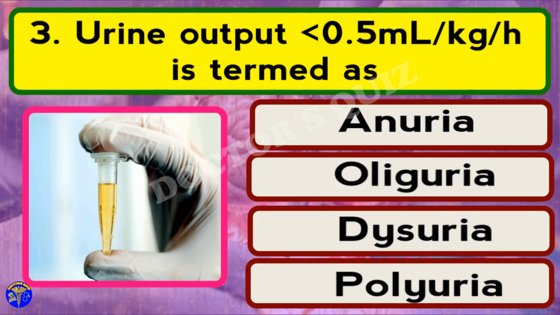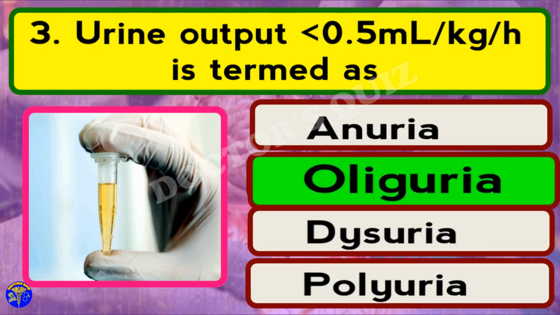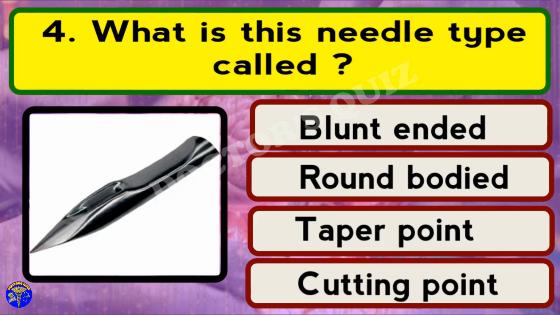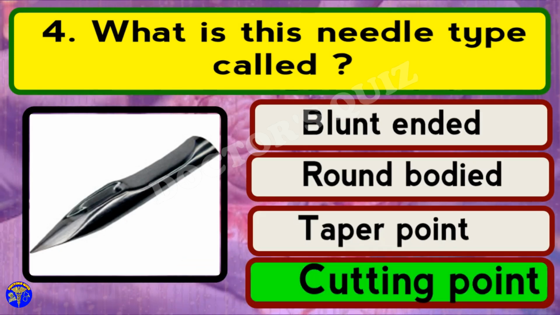Urine output less than 0.5 ml per kilogram per hour is termed as the answer is oliguria. What is this needle type called? The answer is cutting point needle.